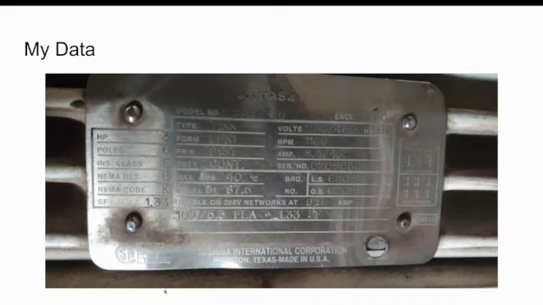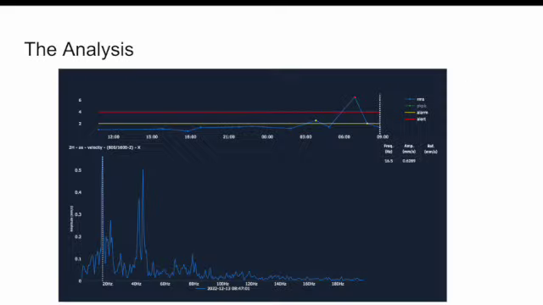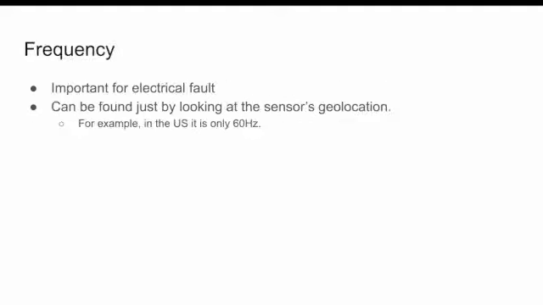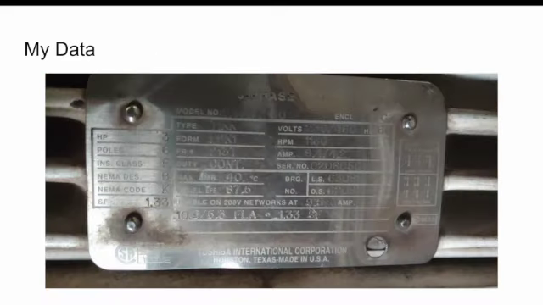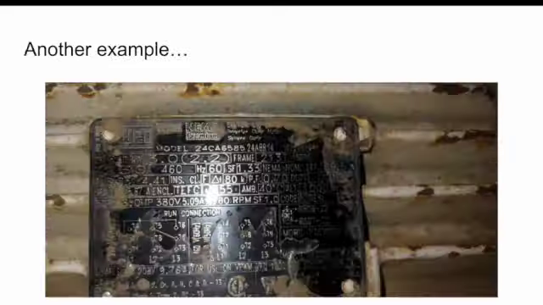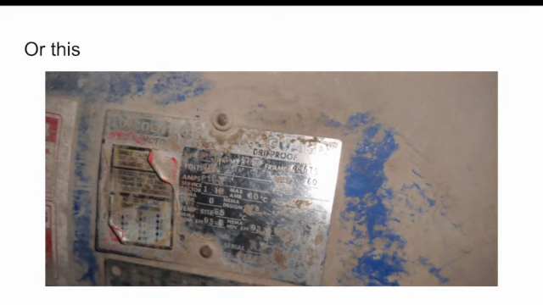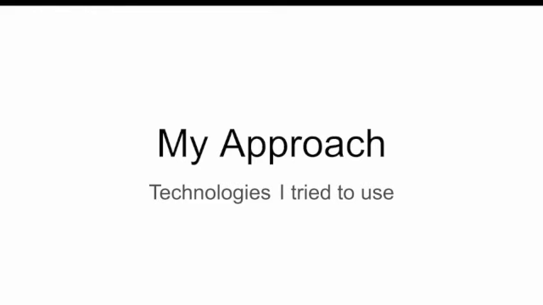Anyway, all this information is important because with this we can know exactly the failure frequency. This is another example of a plate. As you can see, they don't follow a pattern. They are very different from each other. Or this, many are rusted and dirty and just not looking pretty.